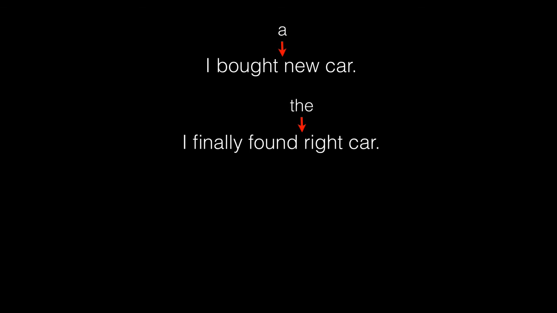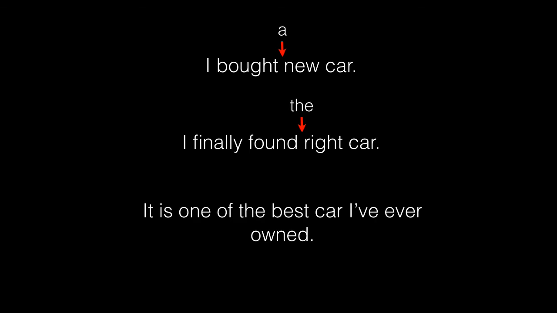And finally, here's a sentence. It is one of the best car I've ever owned. Now the problem with this sentence is the word car should actually be plural, even though it sounds like it is one of the best. It sounds like one, right? But it's one of many. I looked at a whole group of cars, and this one is one of that group. And so you actually want an S on the end of that car. So feel free to pause the video if you need to write this down.